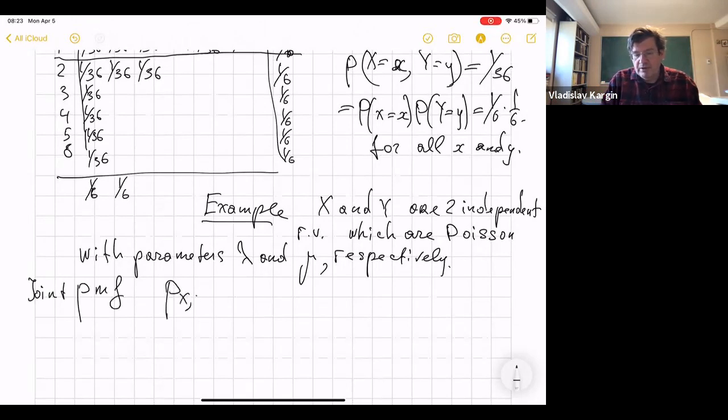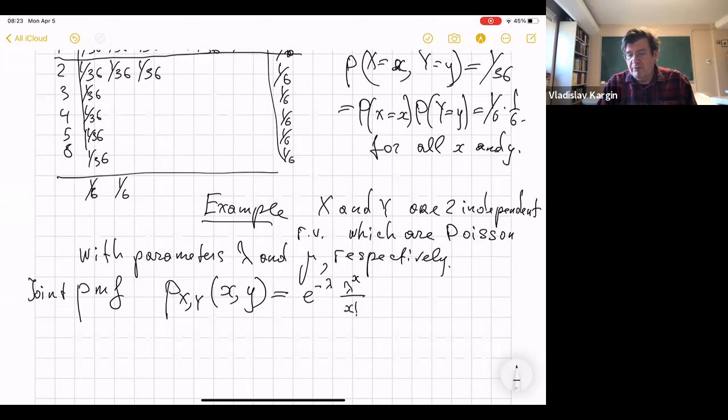P of X and Y. It depends on two things, X and Y, right? And we write down in them. It's just a product of the individual PMFs for this X and Y. So we'll need to remember the definition of the Poisson PMF: e to the power of minus lambda, and this is for X, so lambda to the power of x divided by x factorial.